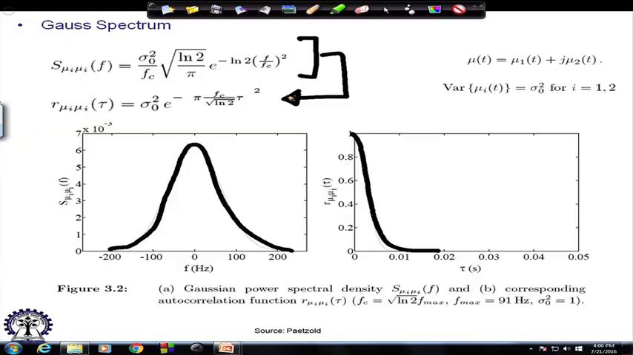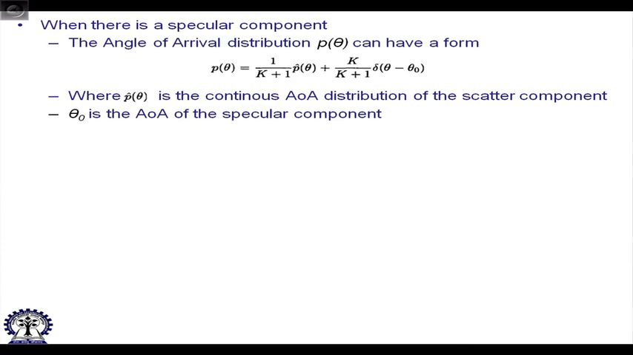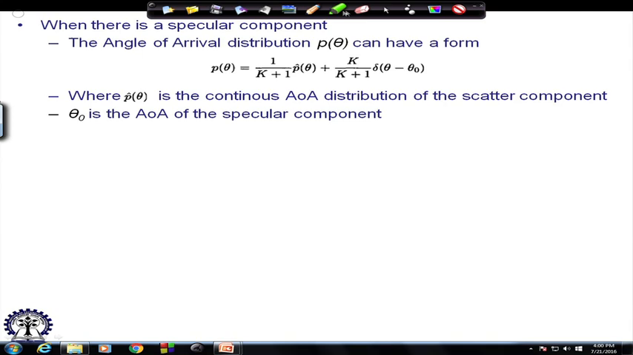Okay. So we continue with this. Now it is important. Instead of p theta being 1 by 2 pi, if there is a specular component, and remember we have discussed the specular component, whenever p theta is not equal to that, we have a line of sight, one component being stronger than the other. K is the weight of the line of sight or the specular component. For the distribution, we had talked about the Rician distribution. In this case, we will talk about the particular spectrum.